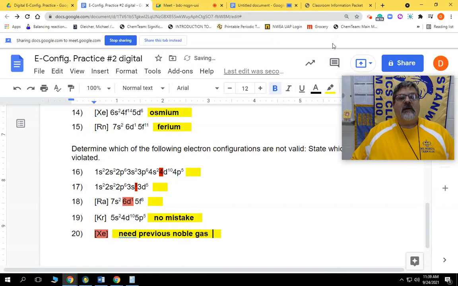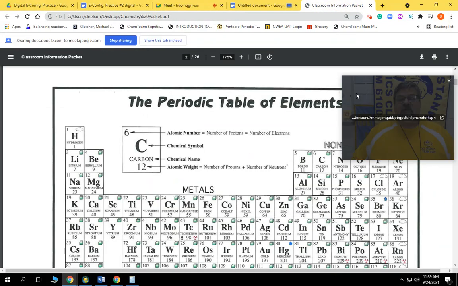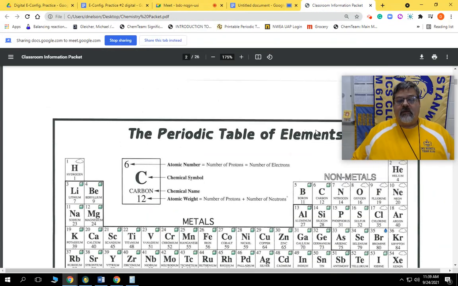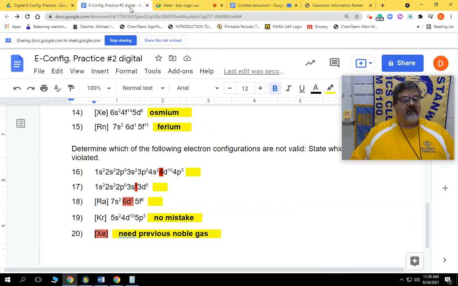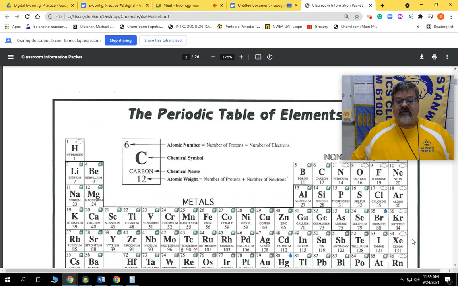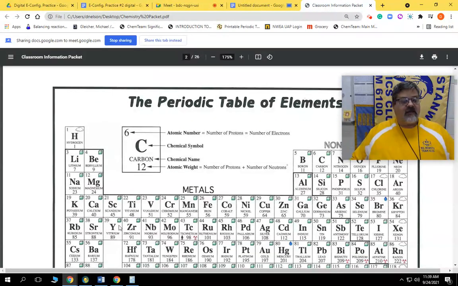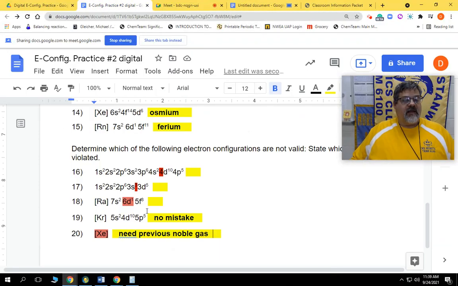How should it be written? Well, I'm going to say right now, if we're going to write it this way, we had xenon. So we'd start with the previous noble gas, which is krypton, and then after krypton, we would do 1, 2, 3, 4, 5, 5s2, 4d10, 5p6. And that's what we've done. Hey, that's all of our answers for this.